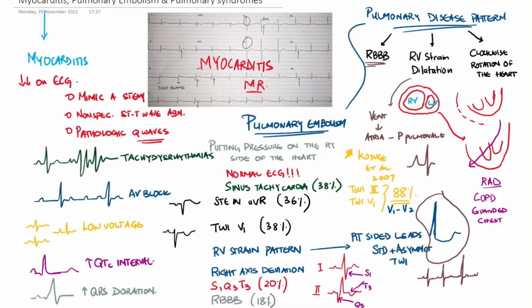In emphysema, you can also see electrical alternans. That happens only because there is a significant amount of distance between the chest wall and the electrical current, and that changes when the patient breathes in and out. A combination of all of these findings is very suggestive of a pulmonary disease pattern.